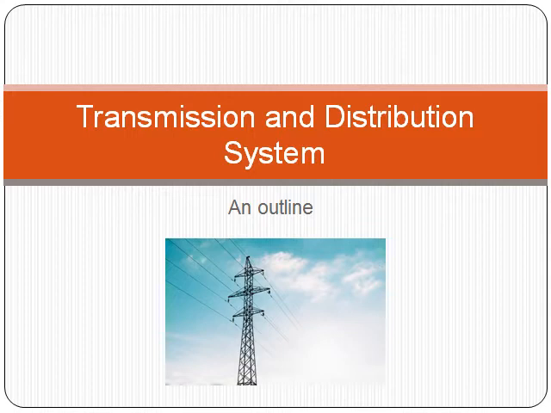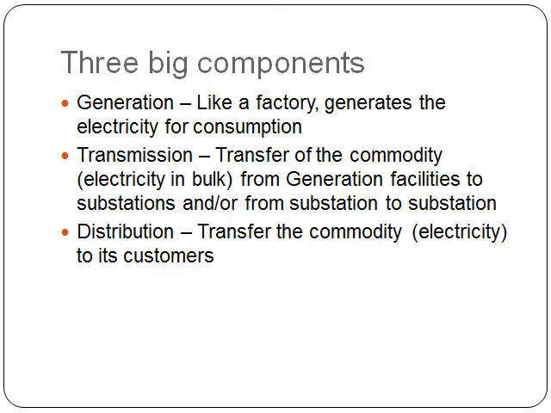In this episode, I am going to give you an outline to what is a transmission and distribution system. In the electrical utility industry, there are generally three big components in this whole system. The first one is generation, which is like a factory that generates electricity for use in consumption.